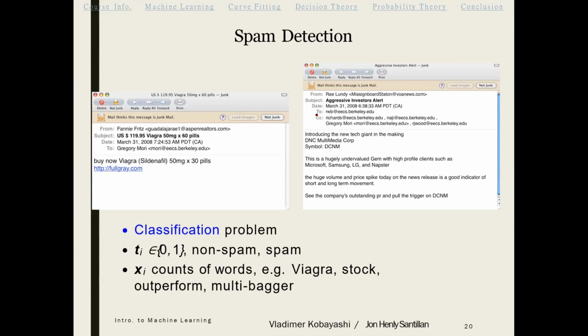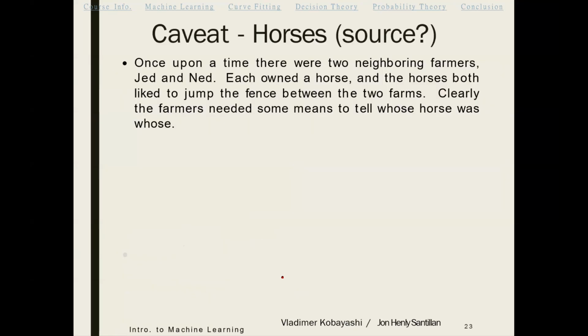And of course, the output, which is always dictated by the problem. So in this case, you have 0, 1, it means non-spam or spam. Yeah, here it's using the count of words. So kung merong Viagra, kung merong stock, or for, or multi-bagger, and that could be an indication na maaari spam yung aking natanggap na email. And we have, of course, a caveat for this. Just an example, no? Siguro anecdote lang ito.